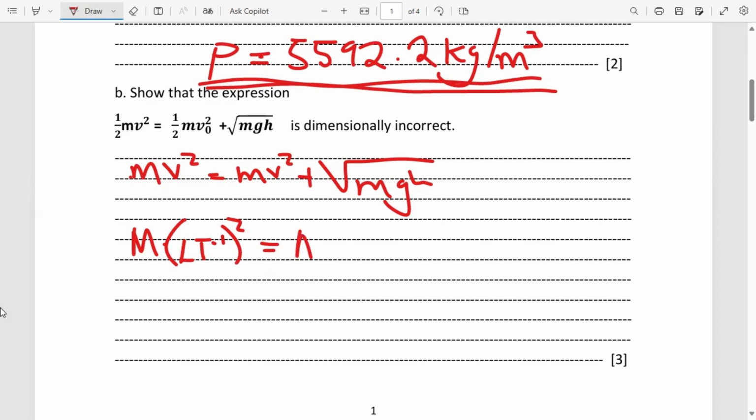This will be equal to the dimensions of our mass multiplied by the dimensions of velocity, which is the same, LT to the power minus 1, squared like that, plus the square root of the dimensions of mass, which is still M, multiplied by the dimensions of gravity. And gravity here is the force of acceleration. So we're going to say multiplied by LT to the power minus 2, multiplied by h, of which h here is just simply representing height, and height is the same as length, ladies and gentlemen.